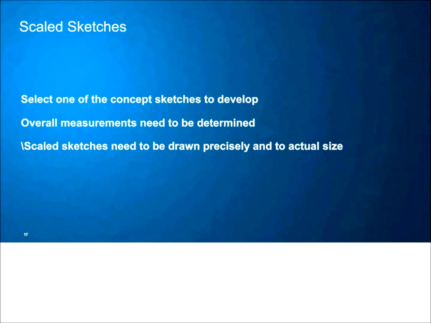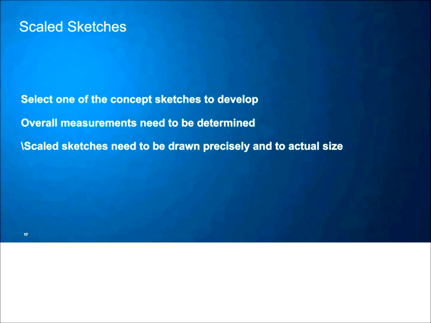Then the scaled sketch is a series of 3 views, and they're drawing them on grid paper. They're drawing them actual size, and everything is done with an instrument. So they're far more precise and accurate. They're doing a side view, top view, and front view, and then all the details come out in the scaled sketch. Anything that they're thinking about, in terms of the buttons, if they're doing a scroll wheel, if they're adding any features, needs to be incorporated in these scaled sketches.